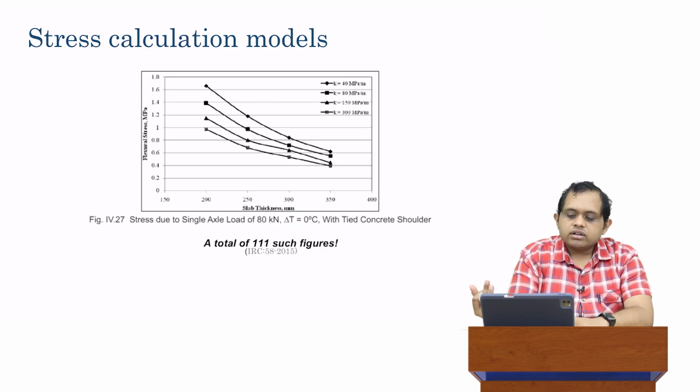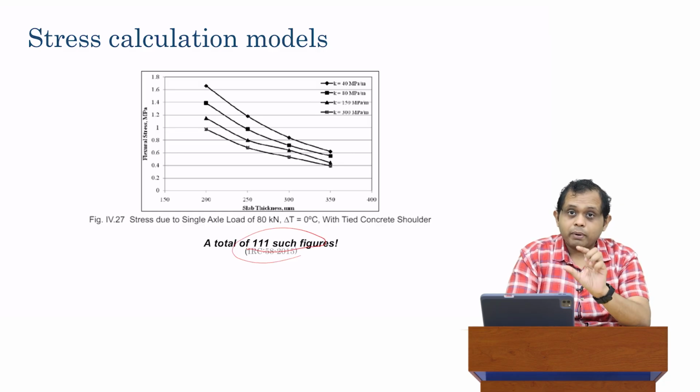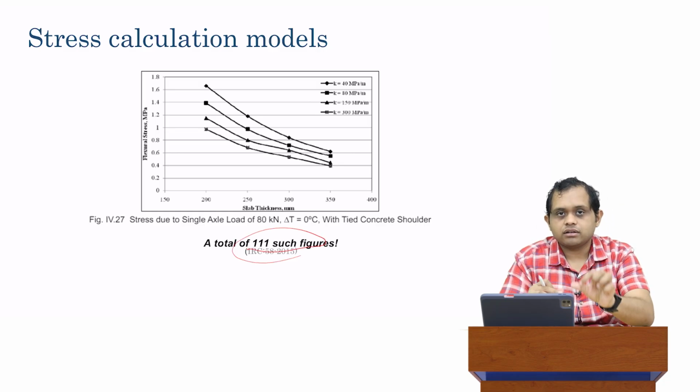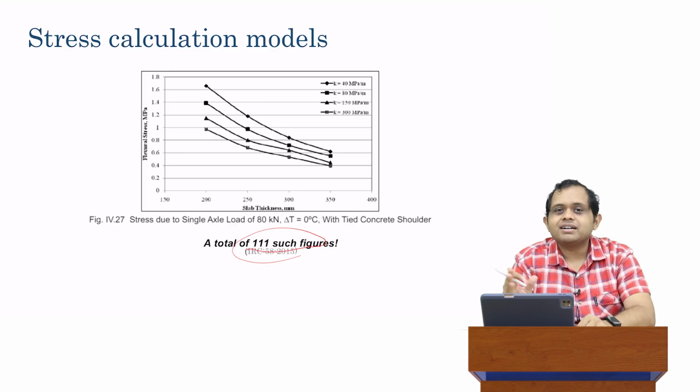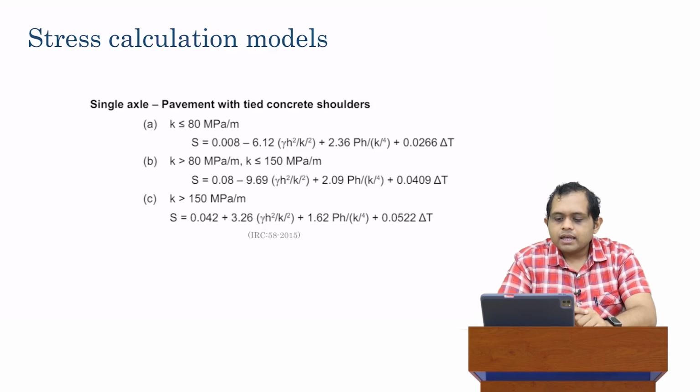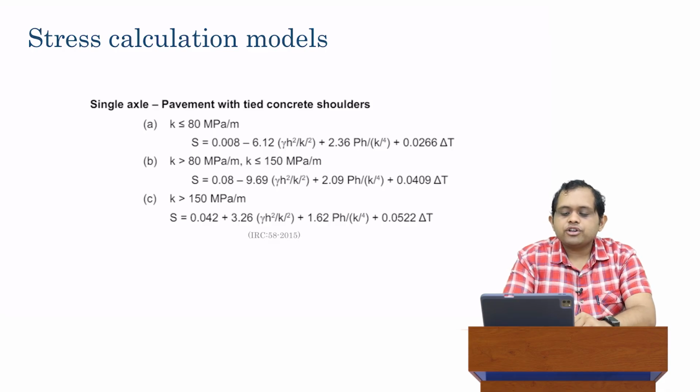Here is another one. Similarly, there are actually 111 such figures. So a bulk of the IRC 58 is actually quite a thick code. A bulk of it is a number of these figures which are contained, I think, in Annexure 7 or in Annexure 8. Similarly, there are these type of equations which are also provided.